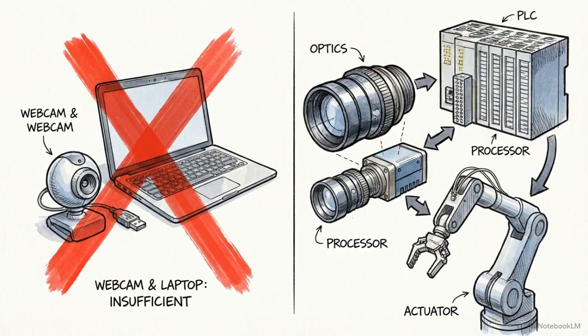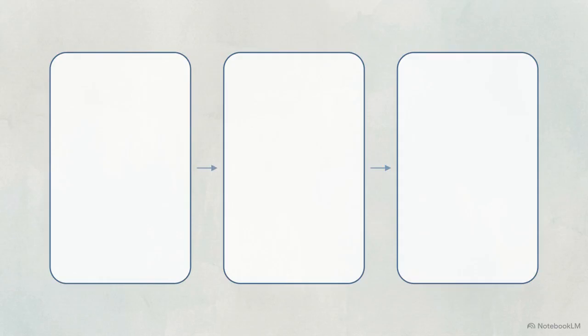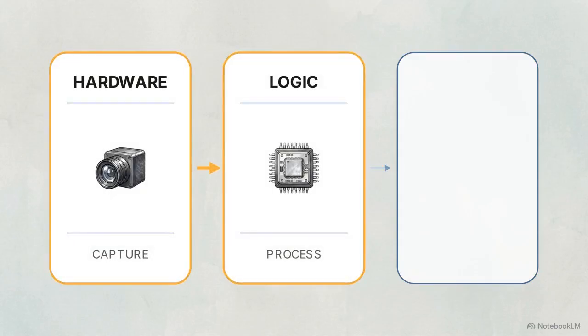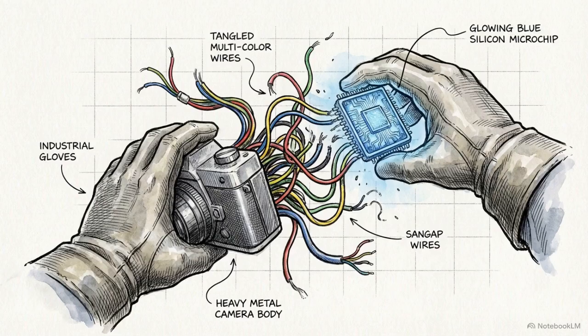Achieving production-grade reliability requires abandoning the plug-and-play illusion. Instead, automation architects rely on a foundational engineering principle, the strict architectural separation of concerns. This diagram illustrates that separation. A robust machine vision framework divides the system into three distinct pillars: device-level physical hardware, core algorithmic logic, and deployment integration. By decoupling these elements, engineers prevent hardware limitations from tangling with software execution.